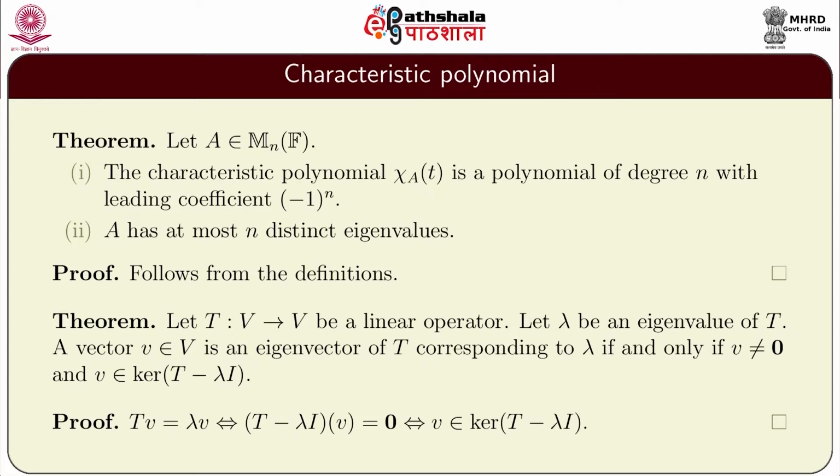The next theorem says that if T is a linear operator on V and lambda is an eigenvalue of the operator T, then a vector v is an eigenvector of T corresponding to lambda if and only if v is non-zero and v belongs to the kernel of the operator T minus lambda I.